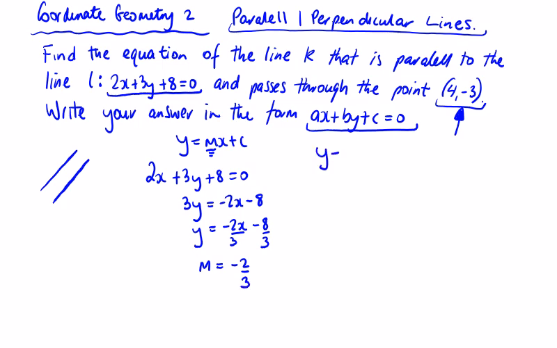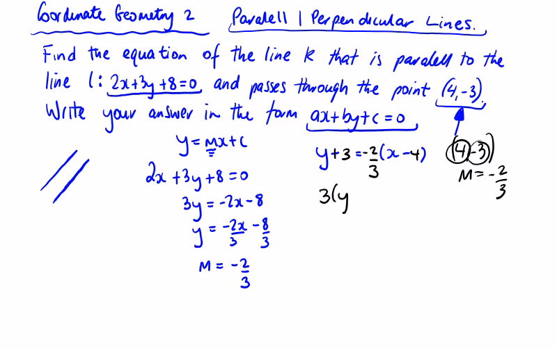So write down your equation of a line. Put the values that you're going to use. Well, we have our 4, minus 3. And we have m is equal to minus 2 over 3. So y minus, now it's y minus minus 3, so this becomes a plus, equals m, which is minus 2 over 3, times x minus 4.